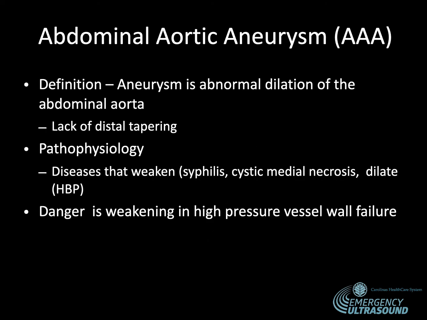If you do come across an abdominal aortic aneurysm, this is an abnormal dilation of the abdominal aorta. You do not have any distal tapering with these. And what are some of the diseases that can weaken your abdominal aorta and lead to ultimately an abdominal aortic aneurysm, or AAA? So some things that we think of are high blood pressure, syphilis, cystic medial necrosis. So the danger in weakening the walls with this high pressure is that you'll ultimately have wall failure.